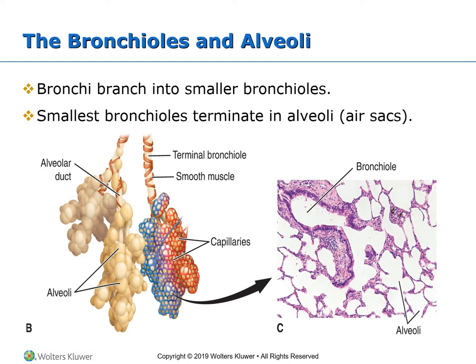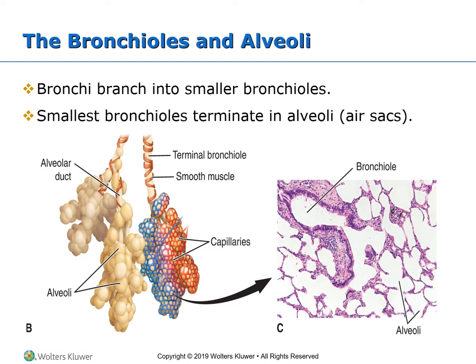Now, the left lung will have an indentation on its medial side in order to accommodate the heart, so it will be a little bit skewed. The right lung is divided by a horizontal and an oblique fissure, and as a result has three lobes: a superior, a middle, and an inferior lobe. The left lung, being smaller because it needs to accommodate part of the heart on the left side, is divided by a single oblique fissure into two lobes, the superior and inferior.